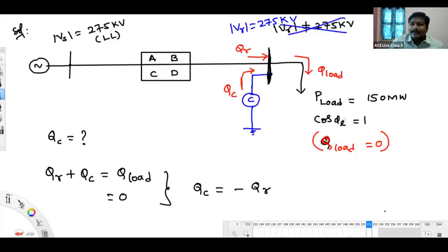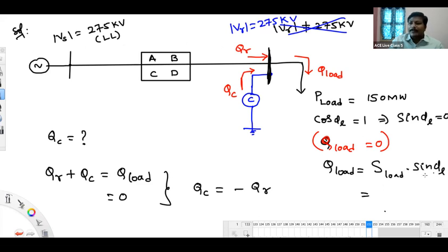Already I said it's a unity power factor load. That's why this Q load is 0. Else, cos phi L is 1. What is sin phi L value? 0, right? Then the Q load formula is apparent power into sin phi L. Whatever may be the apparent power, as sin phi L is 0, Q load will be 0. Okay, let's continue.